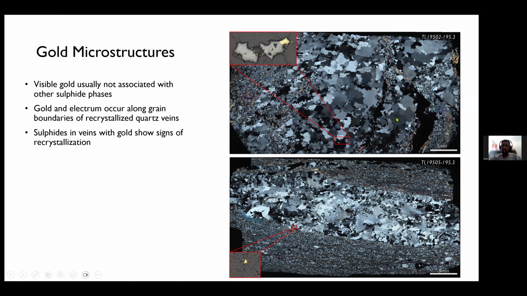Just for reference, this is the same thin section that had the deformed galena that I showed previously, and this bleb here is that galena. There's some more sulfides here, and sulfides here as well, so it's a relatively small amount. Usually when we find free gold or electrum, it's not really associated with other sulfide phases. It's occurring along the grain boundaries of the recrystallized quartz. And anytime we analyze these quartz veins that have gold or electrum, anytime there are sulfides present, they also show signs of lattice distortion or dynamic recrystallization.